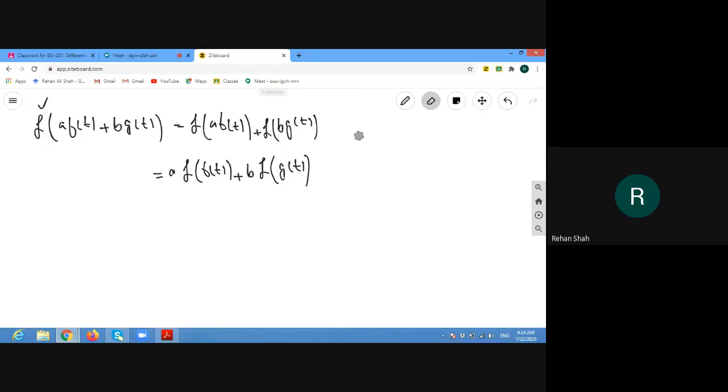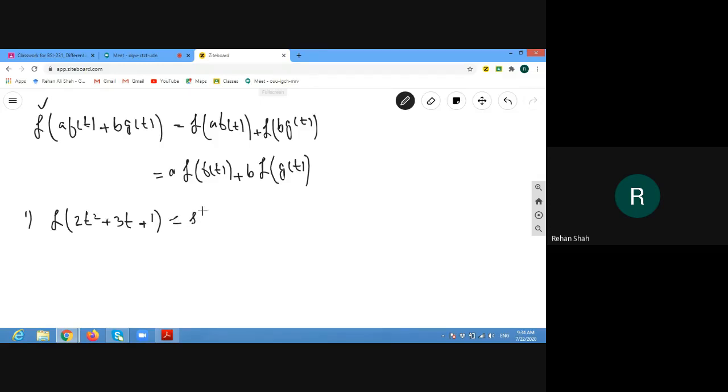So I am writing some questions. Suppose this is question number 1. Find the Laplace transform of 2t square plus 3t plus 1. How to transform this function? You can write it in this way.